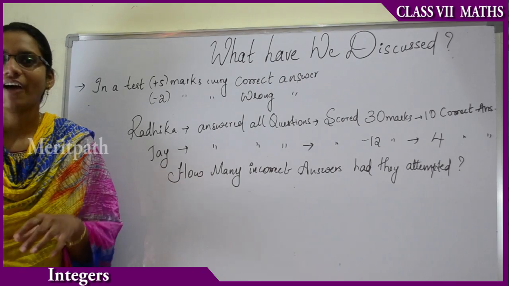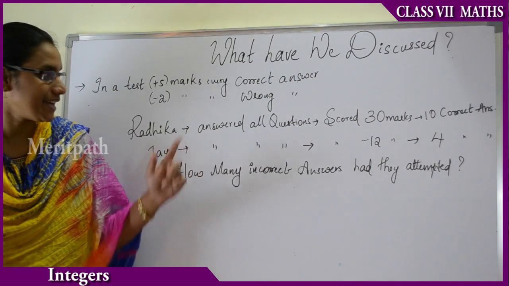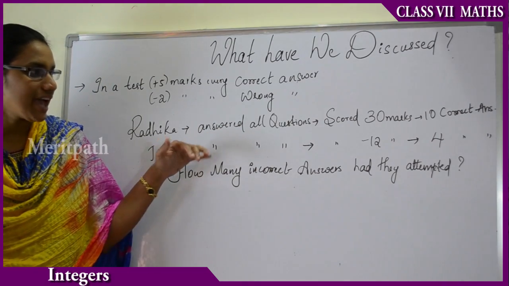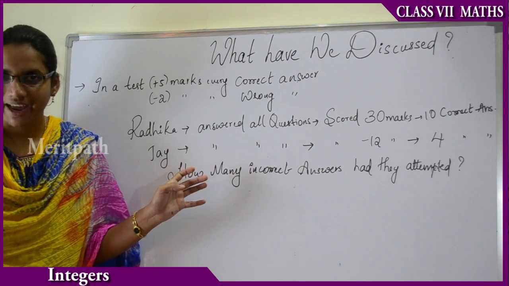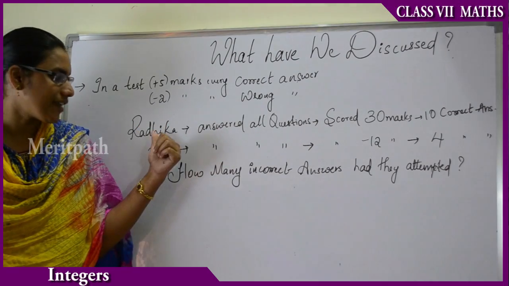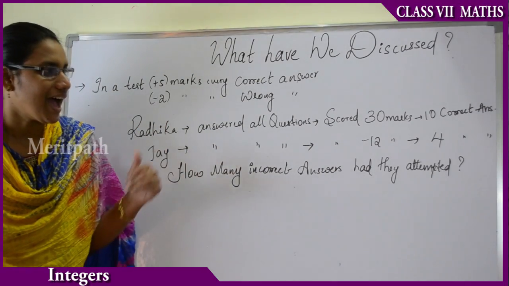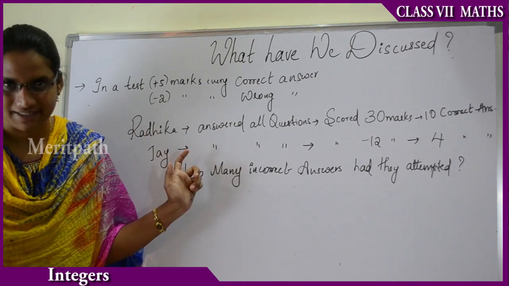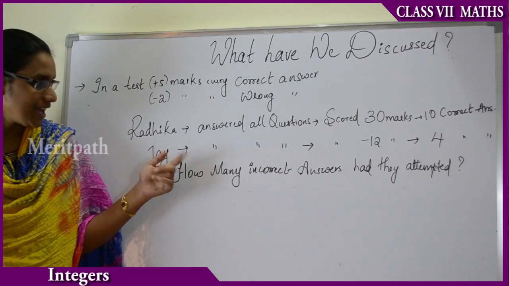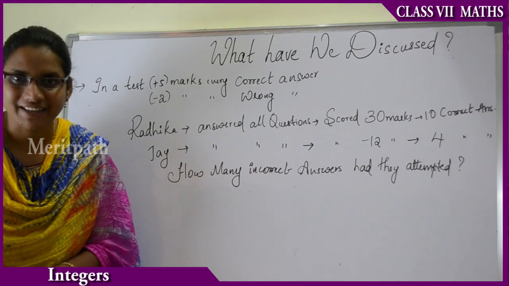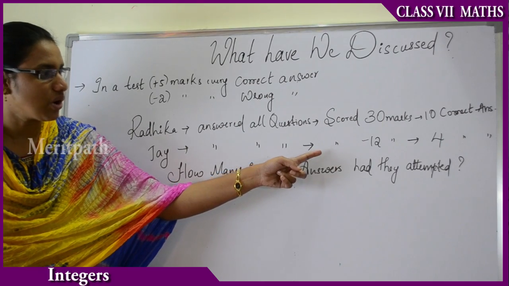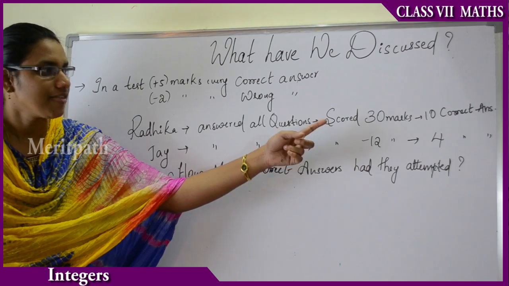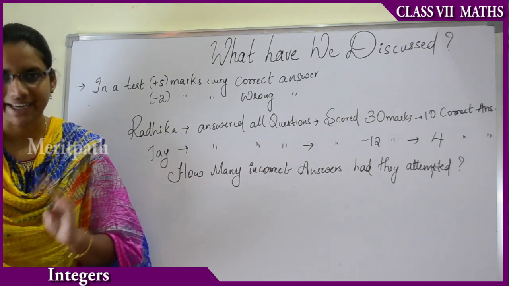These two persons have attempted all the questions, that is, there are 30 questions and they have answered all of them. The score for Radhika is 30 marks, and she attempted 10 correct answers. For Jai, he answered all the questions the same as Radhika, but he scored minus 12 marks, that is negative marks, and he attempted 4 correct answers.